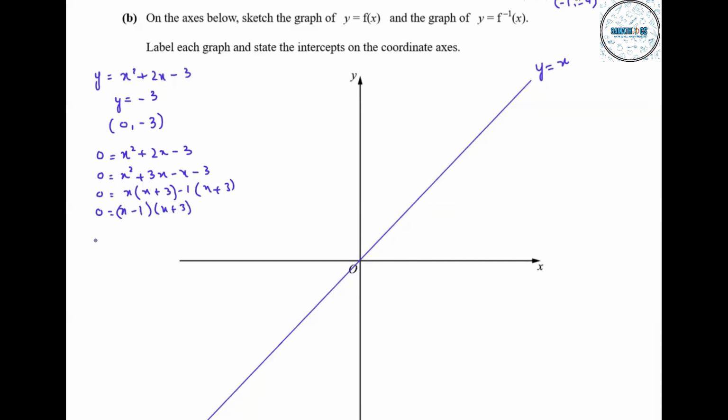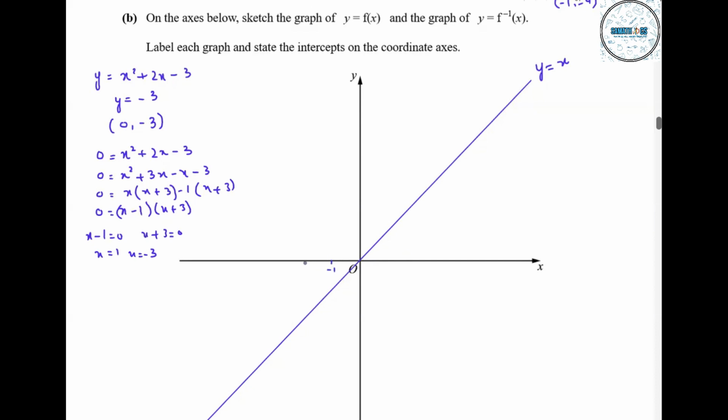So we have two x-intercepts. x minus 1 is equal to 0, x plus 3 is equal to 0. So x is equal to 1 and x is equal to minus 3. We will mark these x-intercepts and y-intercepts on this grid.